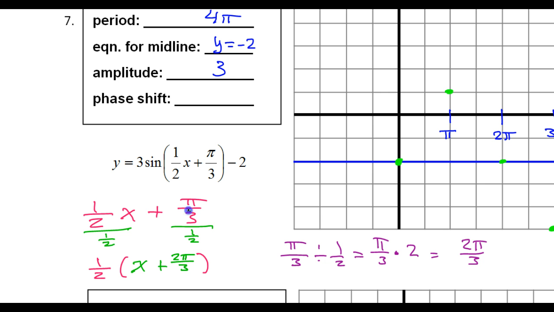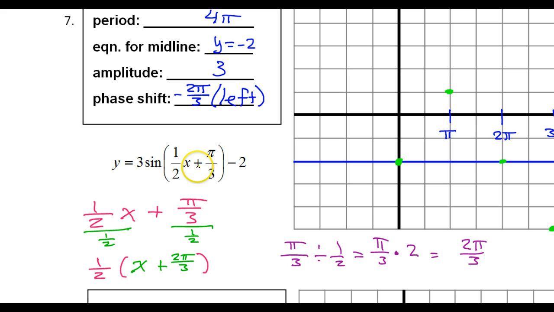All right, or you could just put it in your calculator. So the phase shift is 2 pi over 3. But it's always going to be the opposite of what you see. So the phase shift is actually going to be negative 2 pi over 3. And go ahead and include the word left.